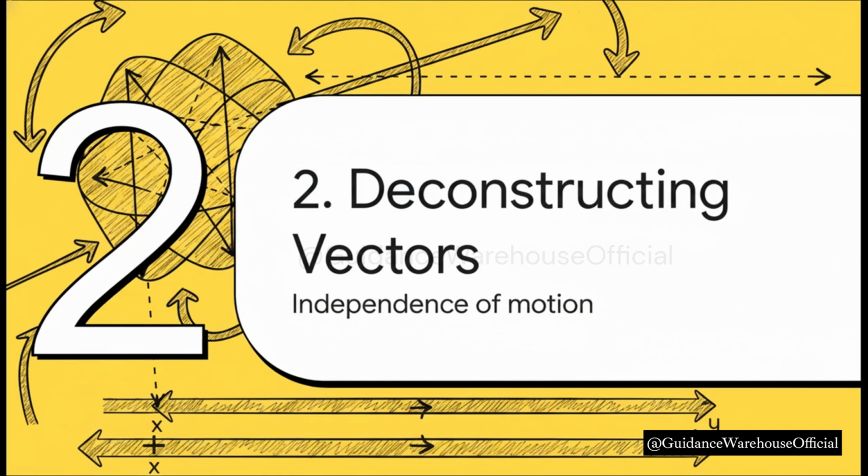All right, now for the really cool part. The absolute magic of this whole technique is that it lets us take a tricky two-dimensional problem and split it into two simple one-dimensional problems. It's like a divide-and-conquer strategy for physics. And the secret ingredient that lets us do this is a huge concept, the independence of motion.